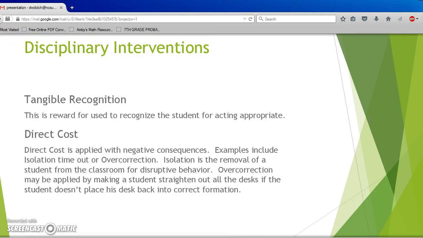Tangible recognition, continuing on here, is a reward to recognize the student for acting appropriately. Direct cost is applied with negative consequences. Examples include isolation, timeout, or overcorrection. Isolation is the removal of a student from the classroom for disruptive behavior. Overcorrection may be applied by making a student straighten out the desks if the student placed his desk in an incorrect formation.